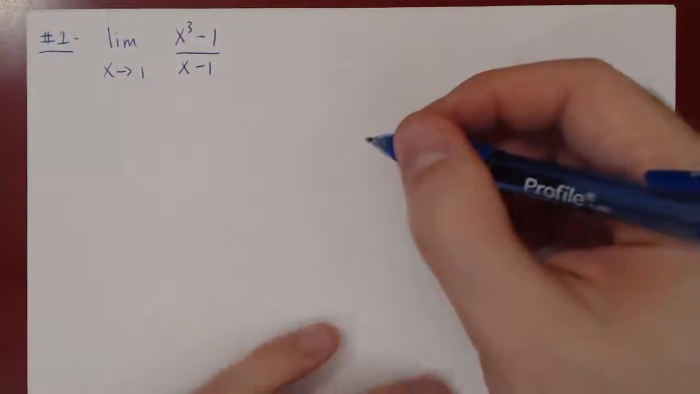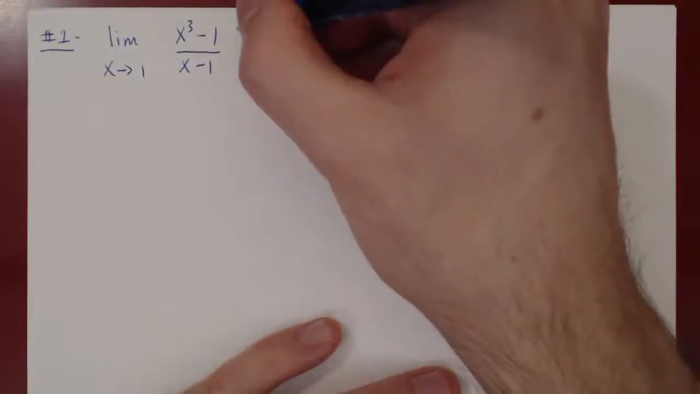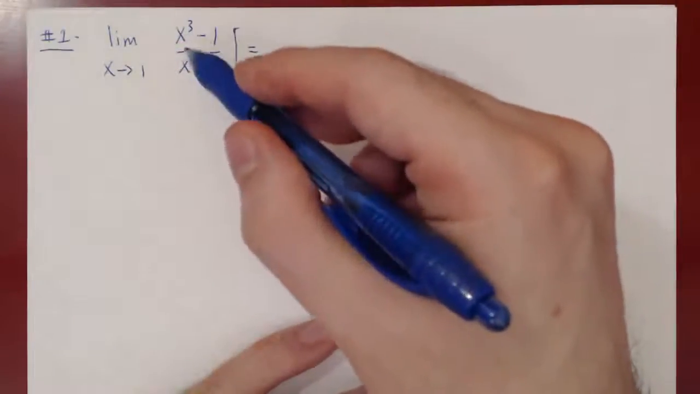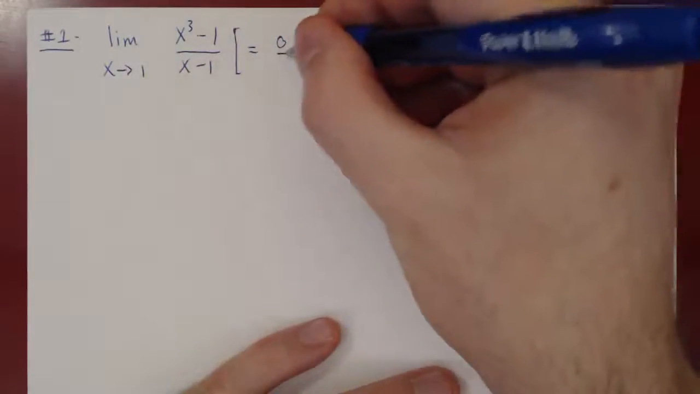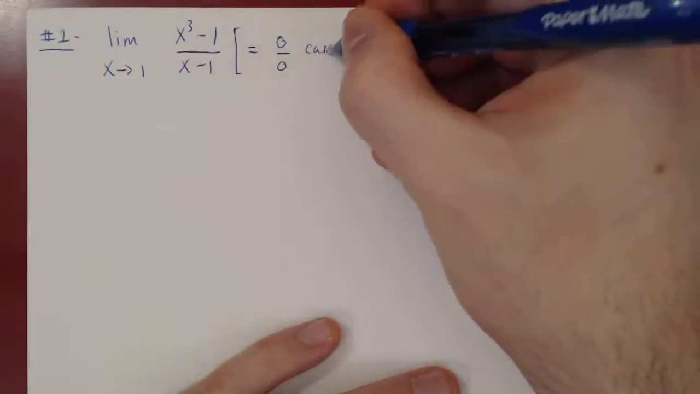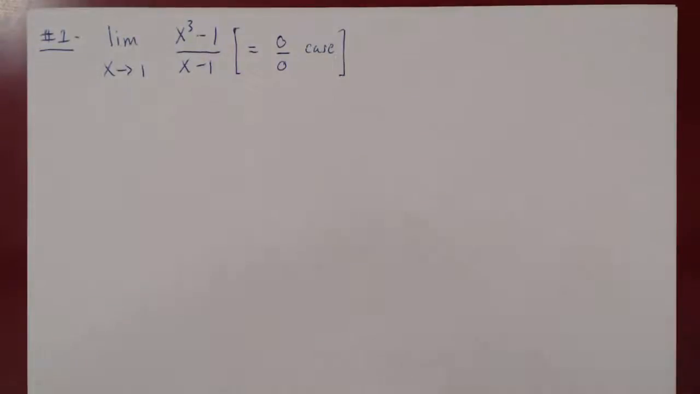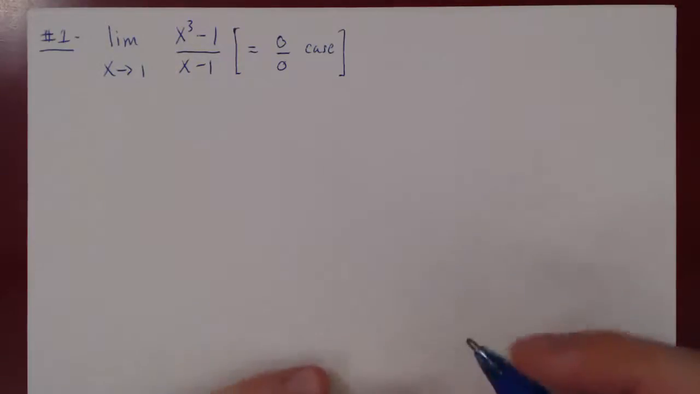So suppose we consider the limit as x approaches, say, 1 of x cubed minus 1 over x minus 1. As always, when we have a limit, we consider the case we are in. As x approaches 1, x cubed approaches 1, so we get a 0 over 0 case. So here we could use L'Hopital's rule right away. Before we do so, let's go back to a previously used method.